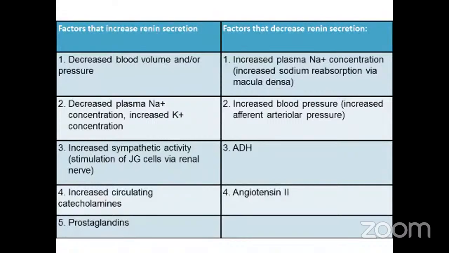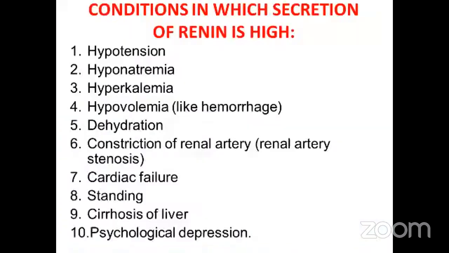Factors which decrease renin secretion are increased sodium concentration, increased blood pressure, antidiuretic hormone, and angiotensin 2. These all decrease renin secretion. The conditions where renin secretion is high are: hypotension, decreased sodium concentration, increased calcium and potassium concentration, hypovolemia, dehydration, renal artery stenosis, cardiac failure, standing posture, cirrhosis of the liver, or psychological depression. These are the conditions where renin secretion remains high.